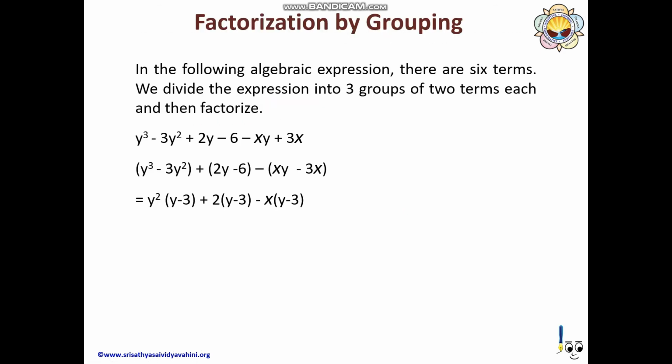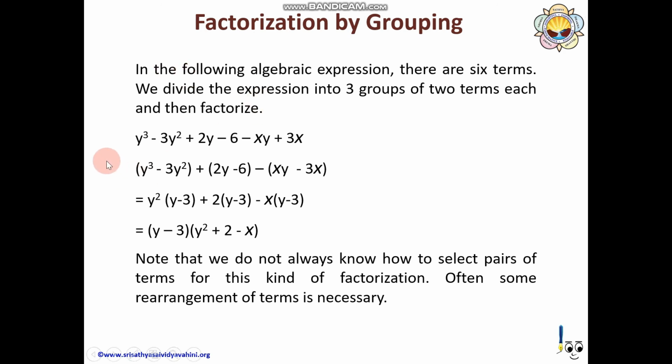Okay, we'll see one more example. Here you see, how many terms are there? 6 terms. So we divide the expression into three groups of 2 terms each. The first two terms are one group, the second two are one group, and the last two are another group. Now here it is a plus sign and here it is minus. So once you open the bracket, minus minus will become plus. So we have to be careful here.